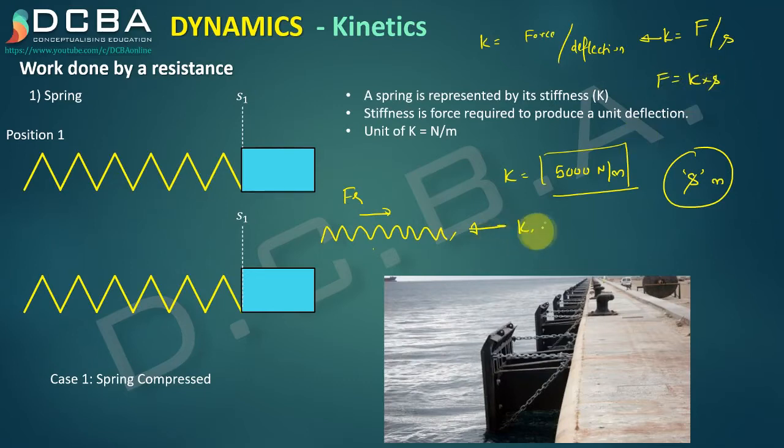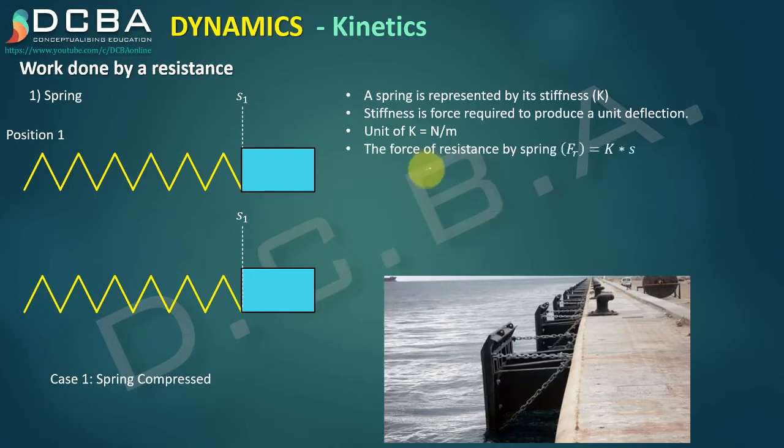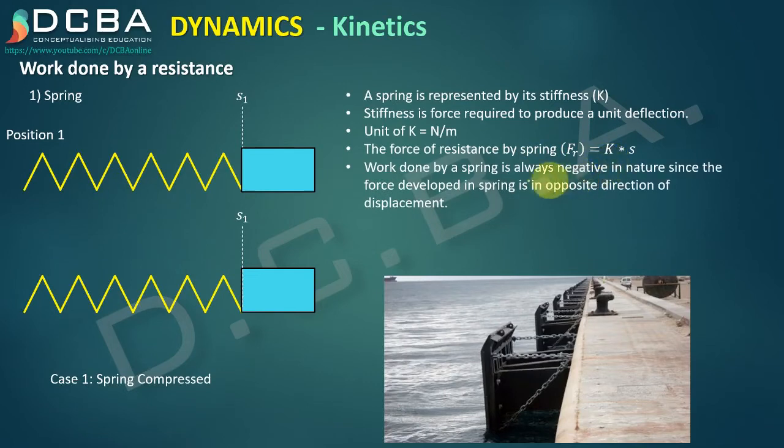So K into S is the force that I have to apply here to cause a deflection of S. And after that, the resistance force which it will give me is also equal to K into S, right? So we can generalize this and say that the force of resistance by the spring, Fr, is equal to K into S. And the work done by a spring is always negative in nature, since the force developed in the spring is in the opposite direction of the displacement.